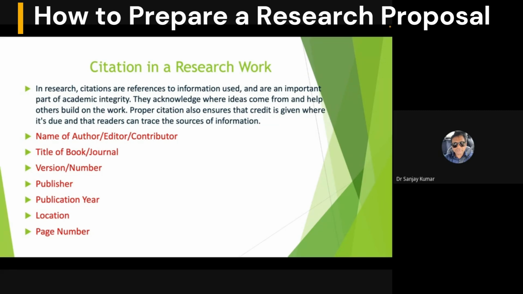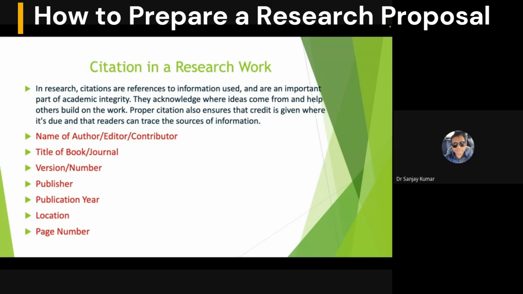Proper citation also ensures that credit is given where it is due, and that readers can trace the sources of information. As Santosh has said, there could be many citation styles, but whenever you get a book or a journal, you see that generally there are 6-7 pieces of information that you have to arrange. For example, name of the author, editor, or contributor, title of book or journal, version number if there is any, publisher, publication year, location of the publisher, whether it is Kolkata, Newark, Delhi, and page number.